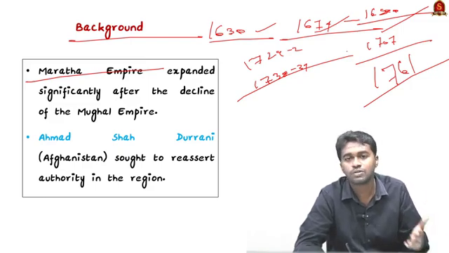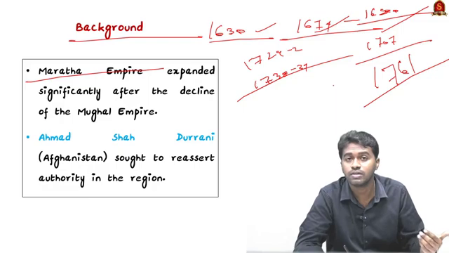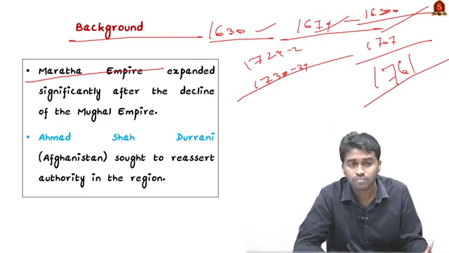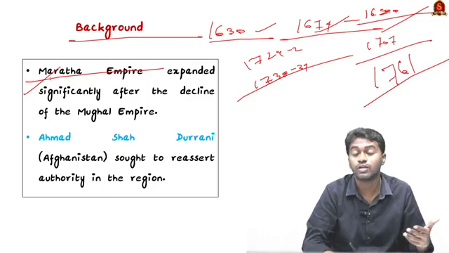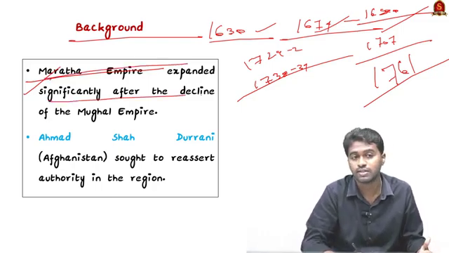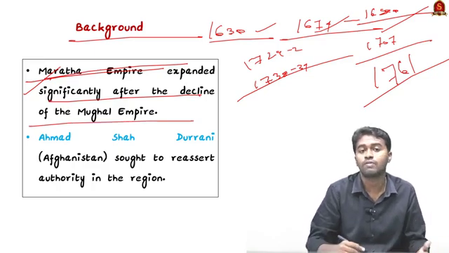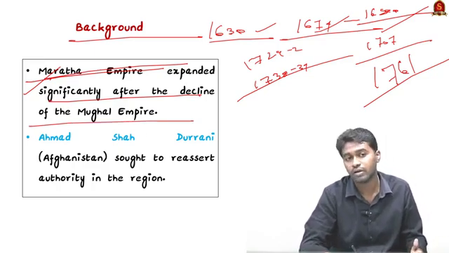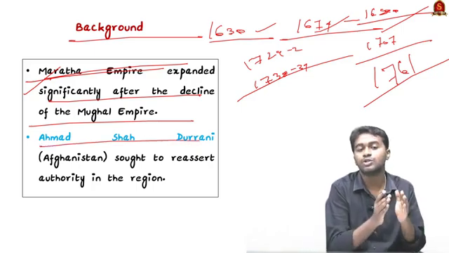And Bajirao, like I mentioned, was later succeeded by his son, Balaji Bajirao. And you can see under his leadership also the Marathas expanded significantly, and especially the expansion got rapid after the decline of the Mughal Empire. And that brought them in conflict with Ahmad Shah Abdali.